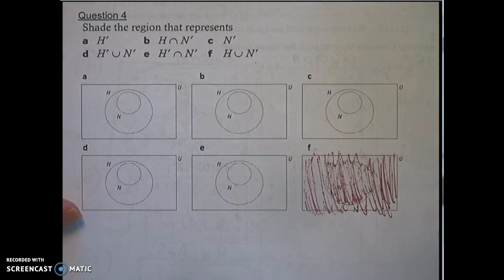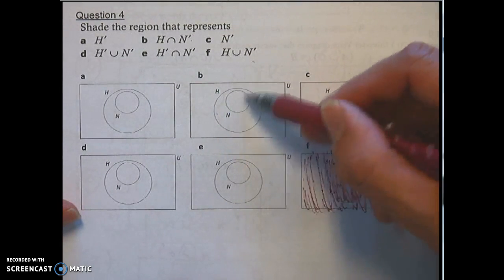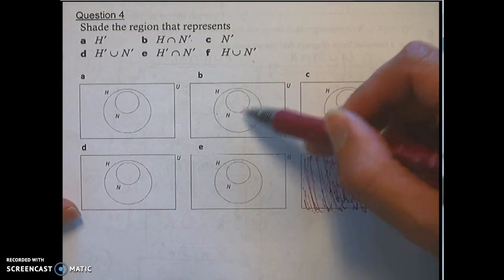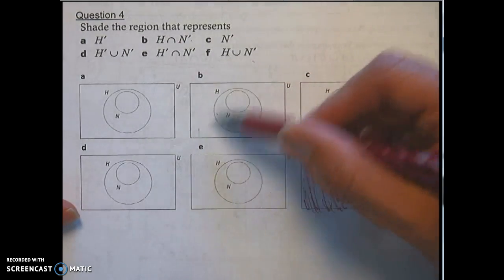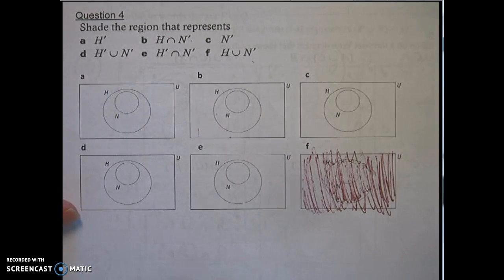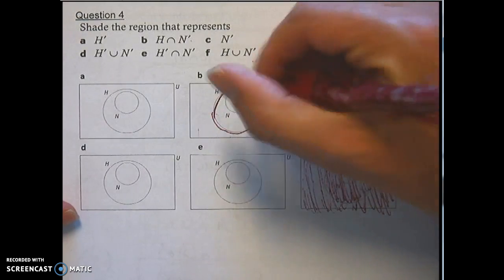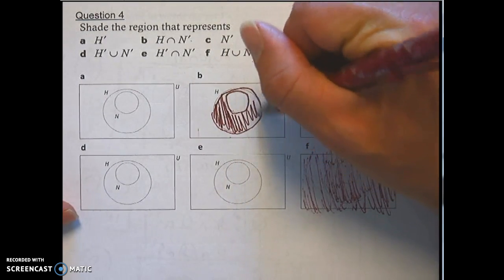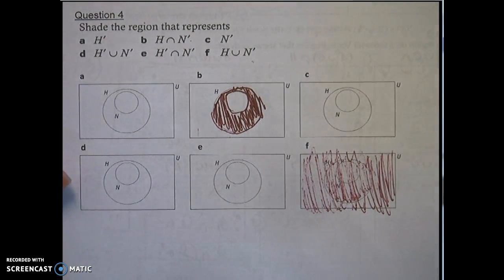Now in the intersection, let's talk about B. H intersect not N. Well, what's H? Well, it's everything inside the H circle here. Imagine myself filling it in. And what's not N, or N complement? Well, it's everything outside the N circle. So I'm not shading it, but I'm imagining myself shading it. Which part would I have shaded twice? Well, it's everything inside of this H circle that's outside of the N circle. So it kind of looks like this. It's that stuff.